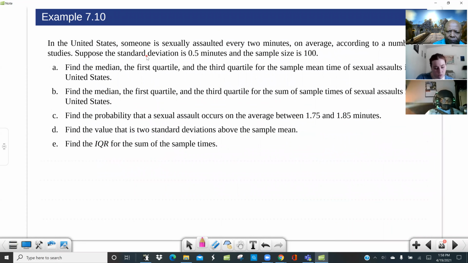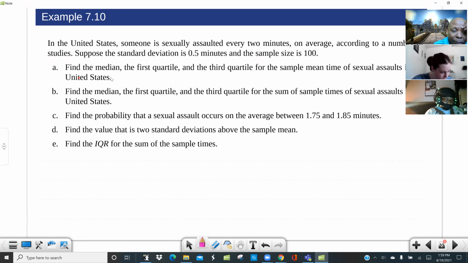In the US, someone is sexually assaulted every 2 minutes. Isn't that terrible? On average, according to a number of studies, suppose the standard deviation is 0.5 and the sample size is 100. So we don't know what the distribution of the population is, and that's okay, because we're going to take samples of 100.